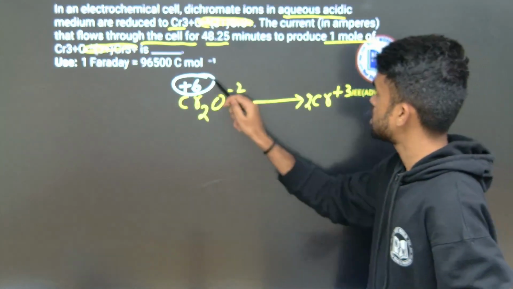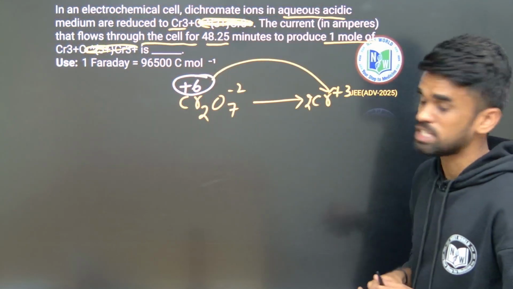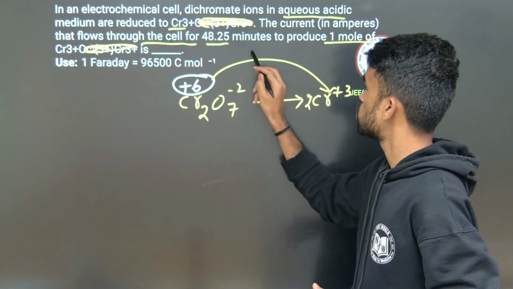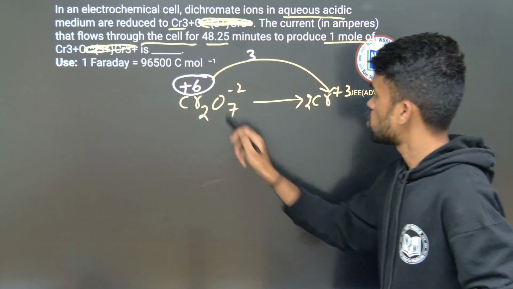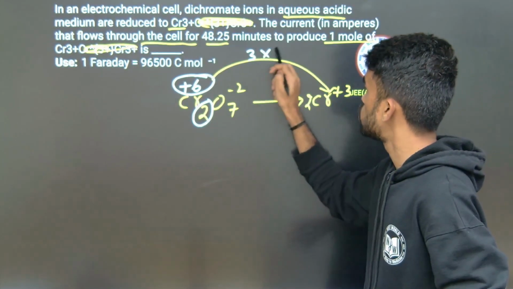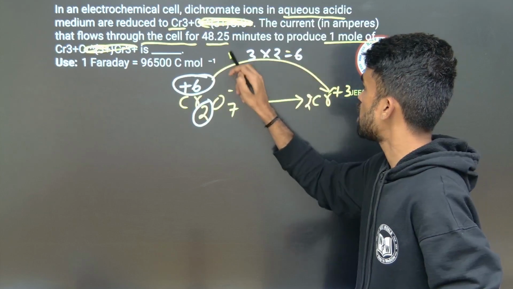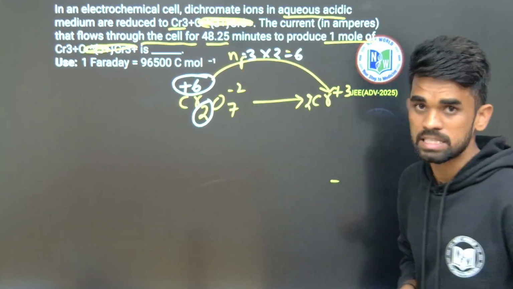Now plus 6 is converting into plus 3. What is the change? 6 to 3, so the change is 3. The reduced number is 3. For 2 chromiums, 3 into 2 will be 6. So the number of electrons changed, that is the n factor, is 6.